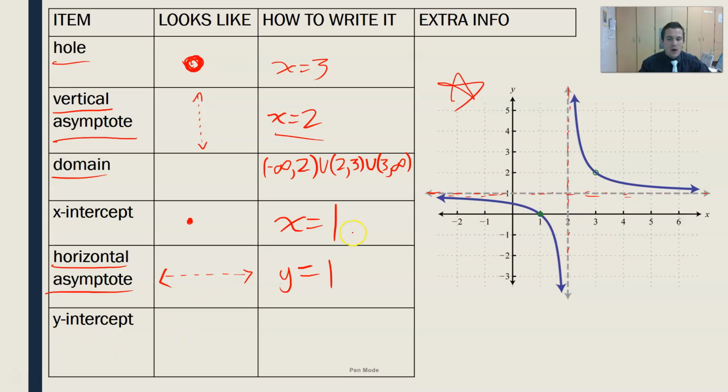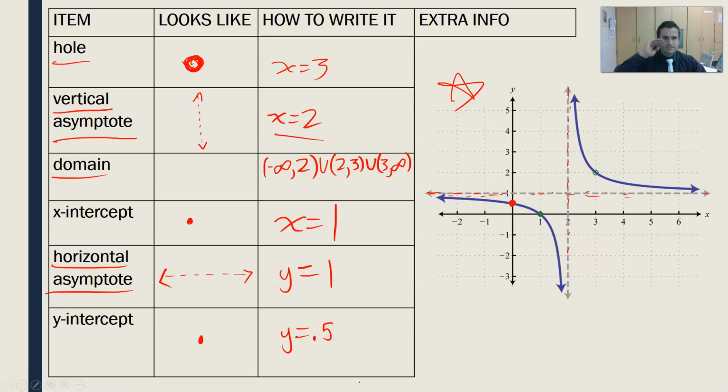And then last, my y-intercept is where I touch the y-axis. So I touch the y-axis right here. Again, I usually denote that with a little dot. And it looks like that's approximately at y equals 0.5. That's where my y-intercept is. So these are what each of these different characteristics of these rational graphs look like and how we would write them when I'm asking you to identify them.